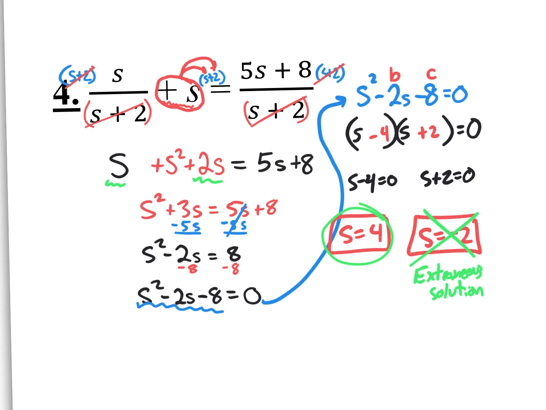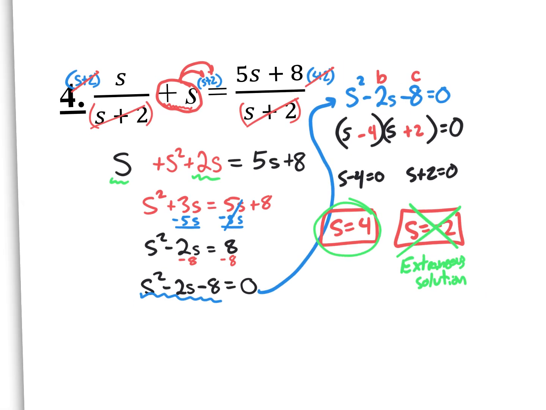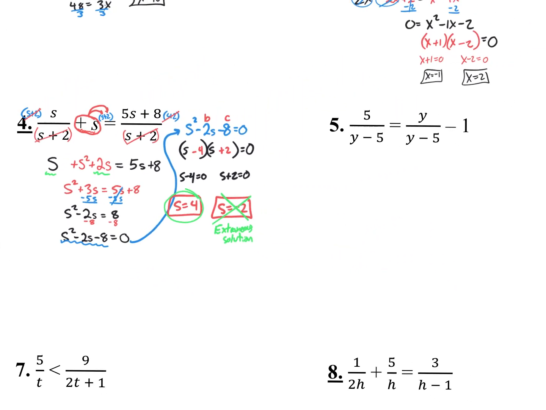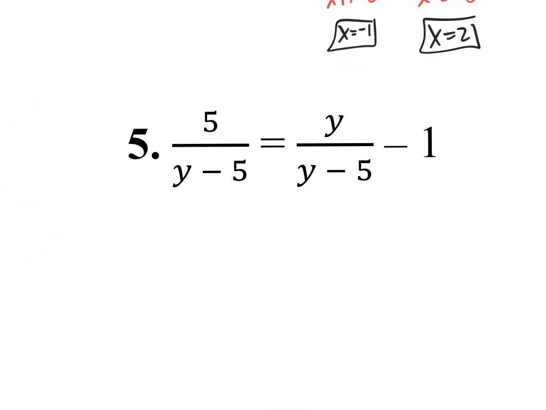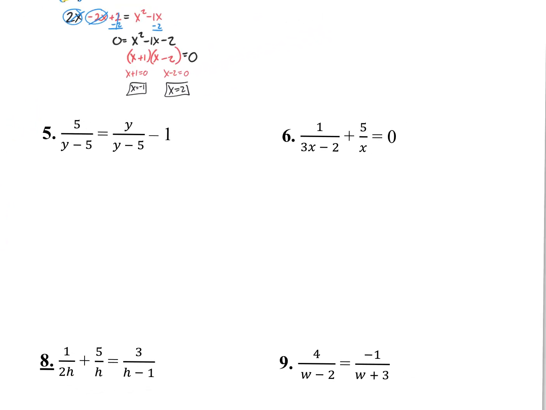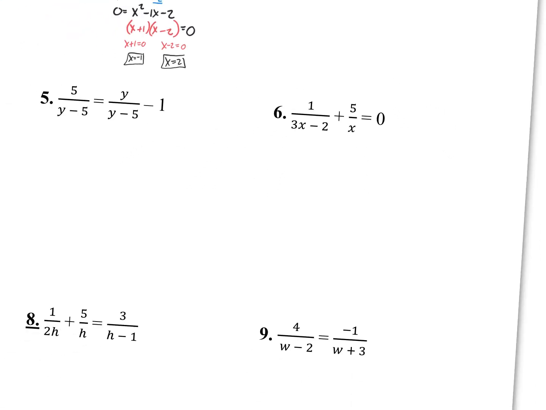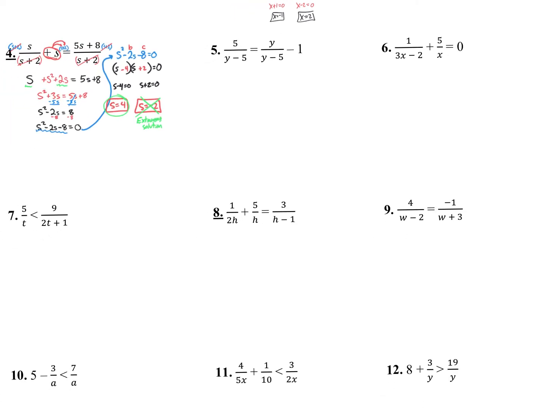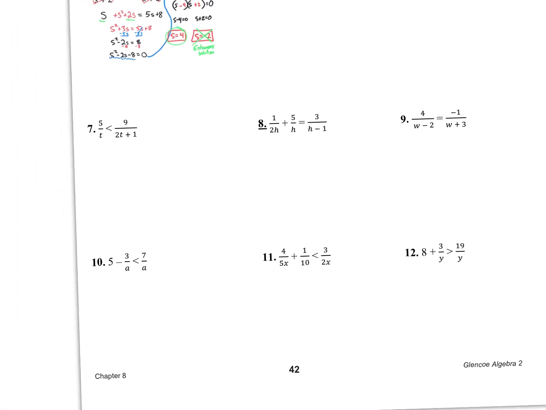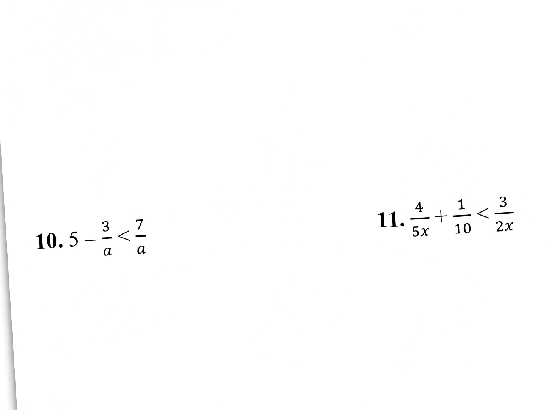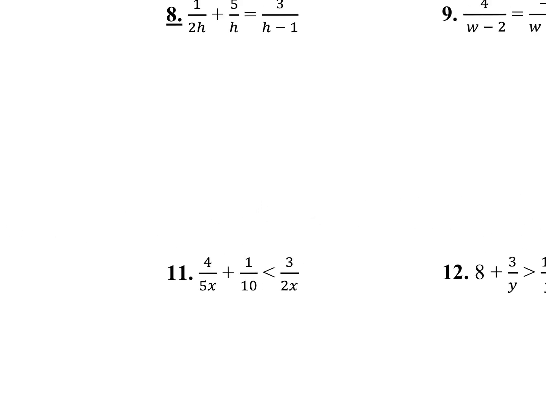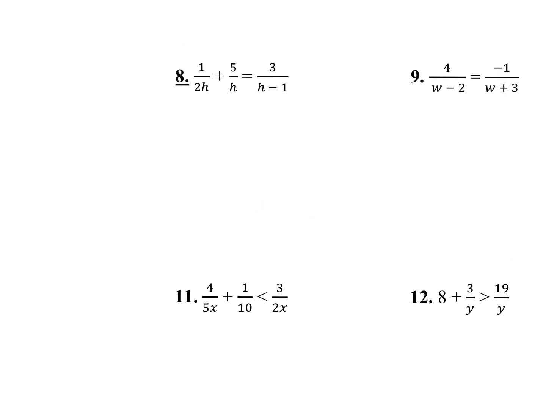Pretty cool, pretty easy. So again, this whole lesson is all about getting rid of fractions. Like this guy right here, multiply everything by y minus 5. This guy right here, get rid of one of the fractions at a time, multiply by x, then after that, multiply by 3x minus 2. We will have some inequalities, but we're going to wait on these inequalities till tomorrow because there's a couple of extra steps. I want to go for a more challenging question.